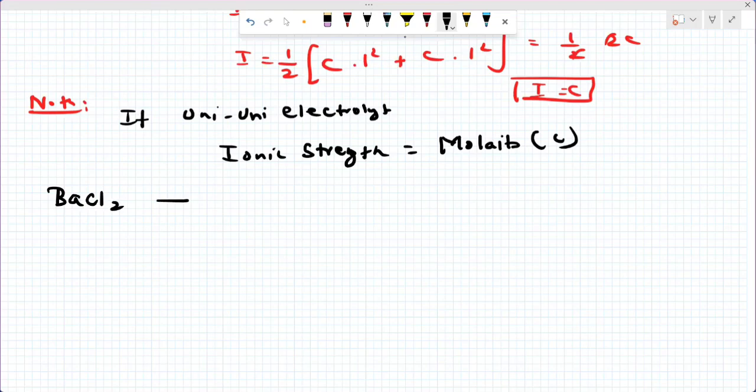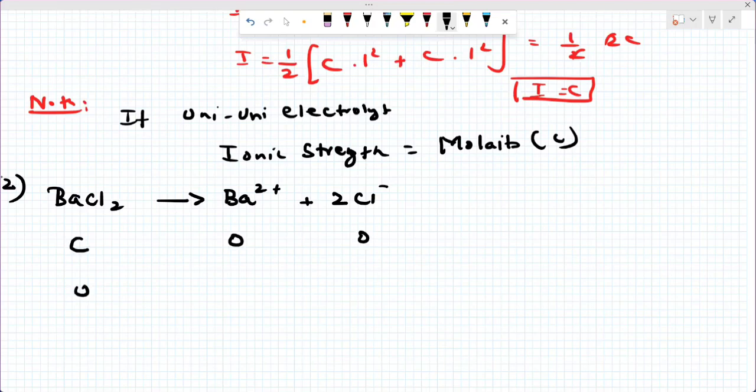BaCl2. How do you write BaCl2? Ba 2 plus and 2Cl minus. Again C initially, and zero at time zero. After time t, it becomes C for the cation and 2C for the anion, 2 moles of Cl. So the cation concentration is C and the anion concentration is 2C.